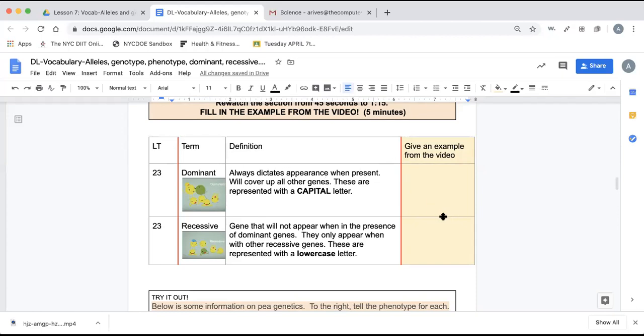Even though you might have a recessive gene that's covered up or masked. So in the case of eye color, blue eyes would be recessive. So maybe you do have a copy of a blue eye gene, but you have brown eyes because brown eyes are dominant. All right, moving on.